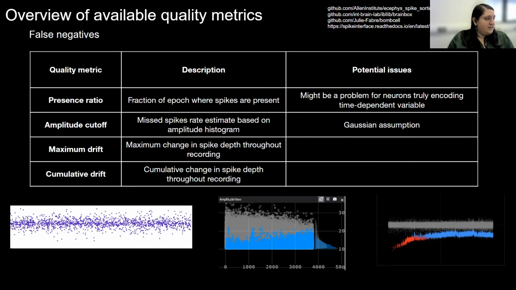And then lastly, you can have some drift metrics, so you can compute the maximum change in spike depth throughout the recording and the cumulative drift throughout the recording. But I do want to add a caveat there, that sometimes merges and splits look like drift. For example, here, Phi classified this as 2 different neurons, but it may just be one single neuron that was drifting, and that's tricky to do with automated curation. So you may need to go in and do a manual merge or split, depending on the case.